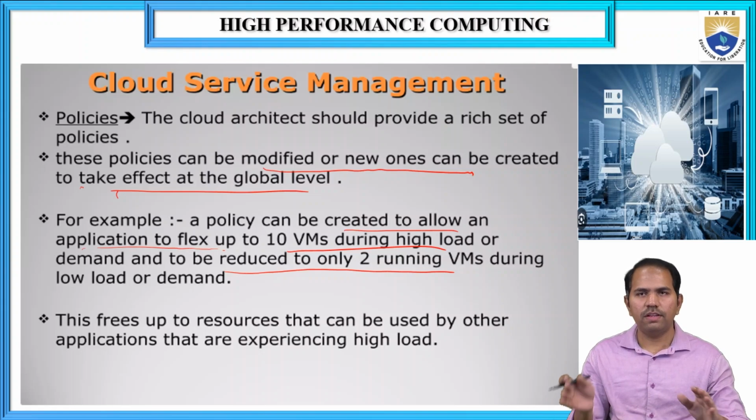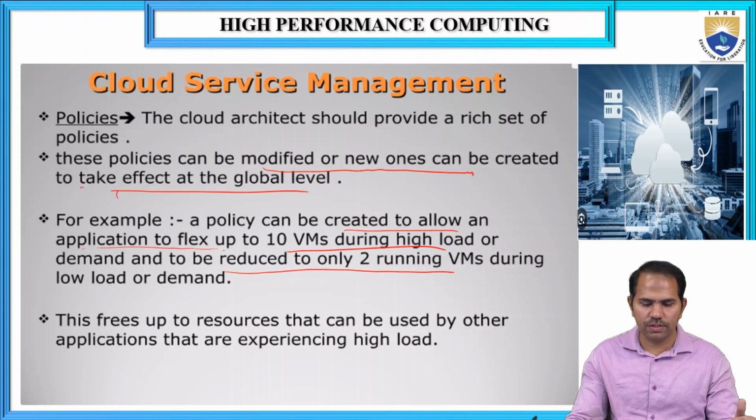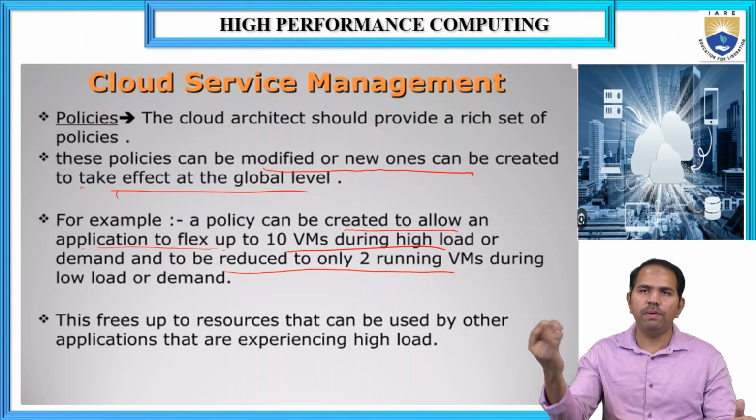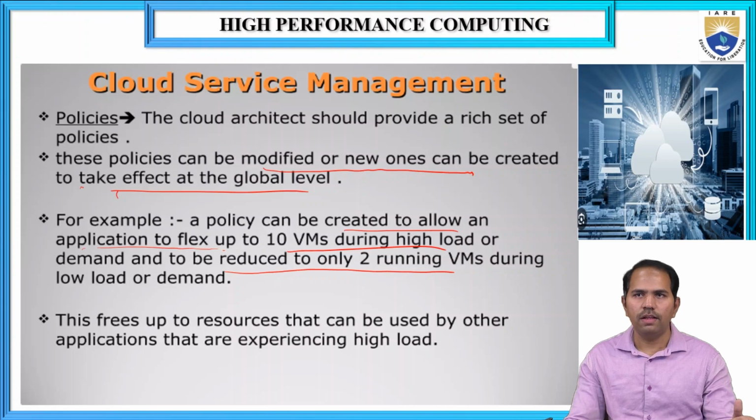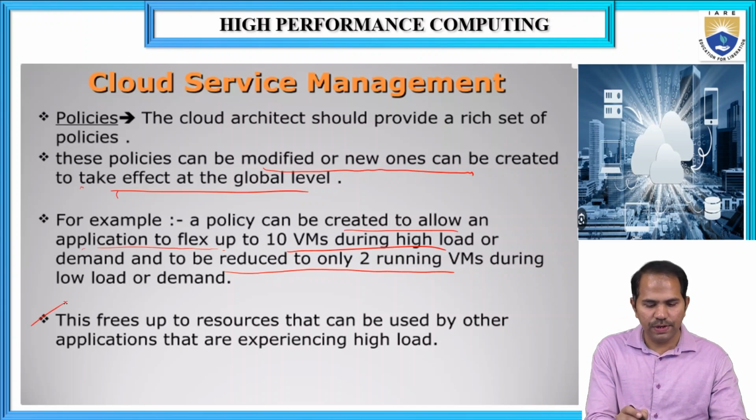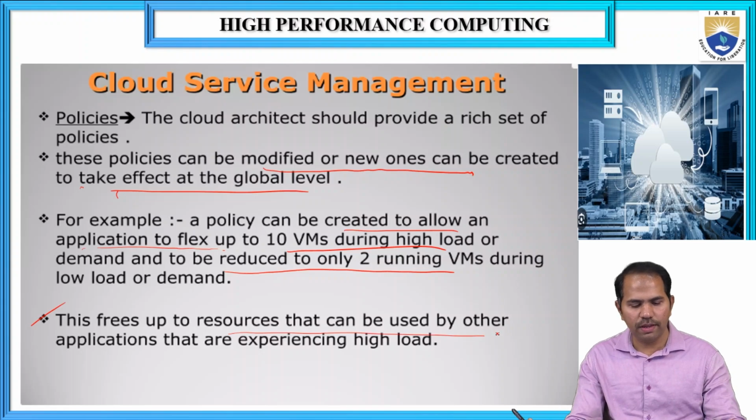So based on that, it has to be created like that. If it is required for 10 machines, then based on that it will be updated immediately to 10. If it is not required, immediately it has to be reduced. And then this frees up resources that can be used by another application that is experiencing high load.